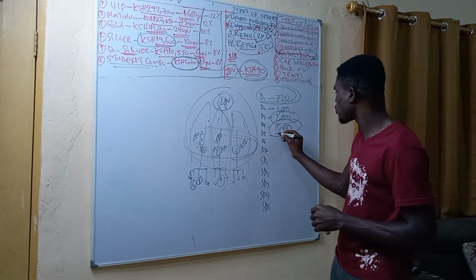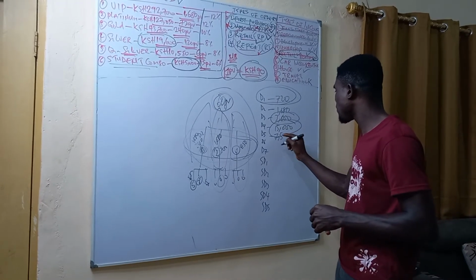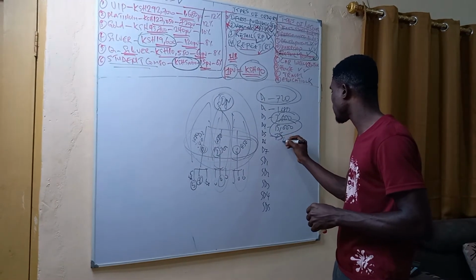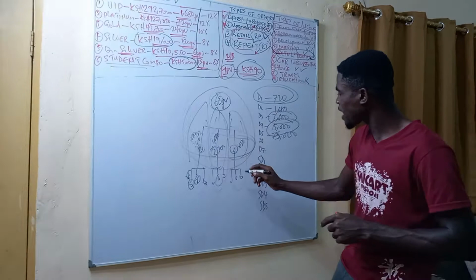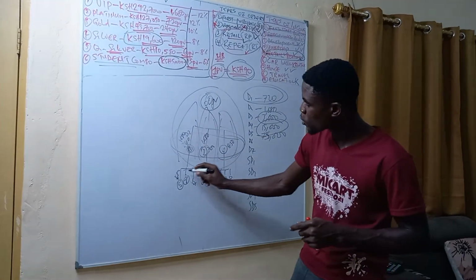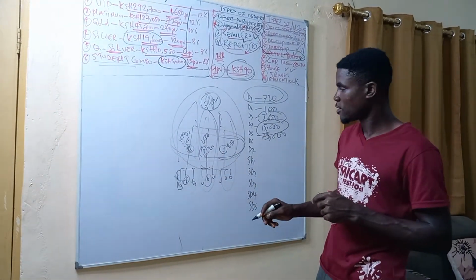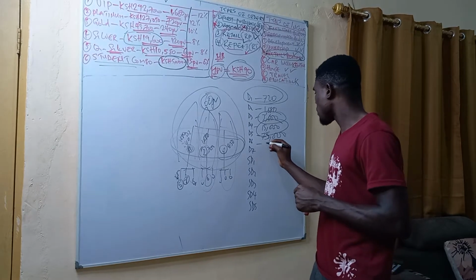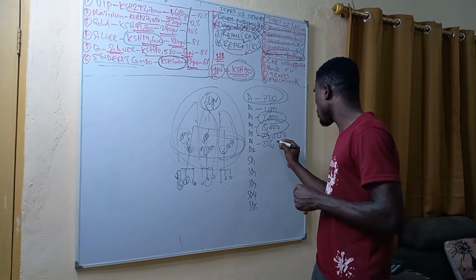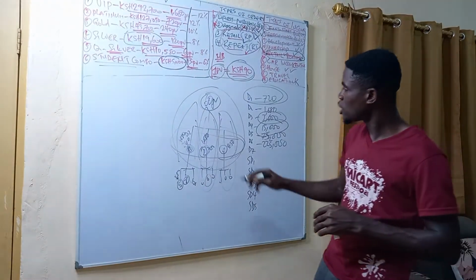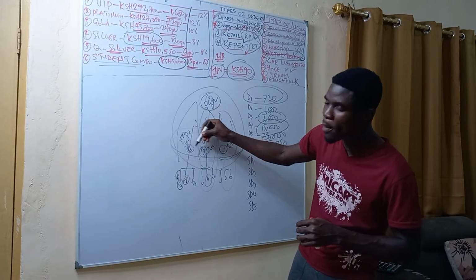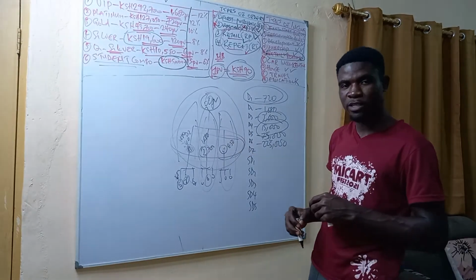The same thing applies to diamond 5. You need 75,000 PVs. You also need to have at least 2 diamond 4s in 2 of the legs. Before you go to diamond 6, that is 225,000 PVs. The same thing applies. You have to get at least 2 diamond 5s in your leg.